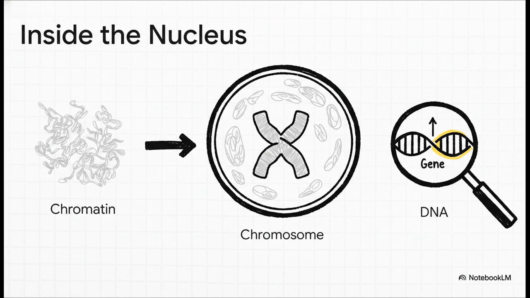So what exactly are these blueprints? Well, it's all about DNA. Most of the time, the DNA is just hanging out inside the nucleus in a messy, thread-like form called chromatin, kind of like a ball of yarn. But when it's time for the cell to divide, that yarn gets wound up super, super tight into these neat rod-shaped packages we call chromosomes. And if you look at a tiny piece of that DNA that holds the code for one specific thing, say your eye color, that little piece is called a gene.